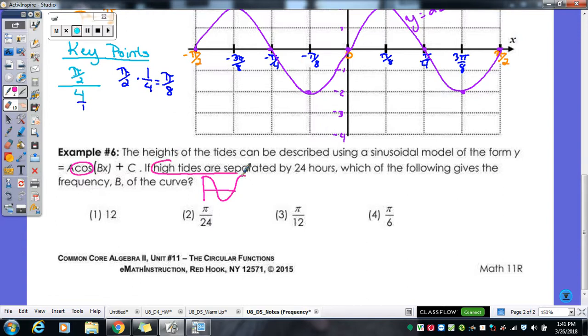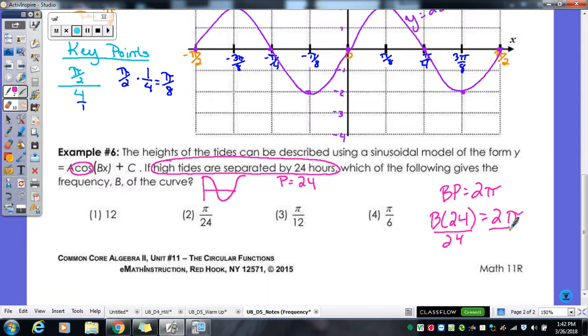If they tell us the high tides are separated by 24 hours, what does that 24 hours represent? A day. Oh, one little thingy, period. Period. Got it. Our period is 24 hours. To get from the high to the high, it was 24 hours. So to figure out your frequency, we have to use that little formula we had up above. Frequency, which is B, times your period equals 2 pi. I'm putting 24 in for the period, because it took 24 hours to go from high tide to high tide. Divide by our 24. And what is our frequency? Pi over 12.